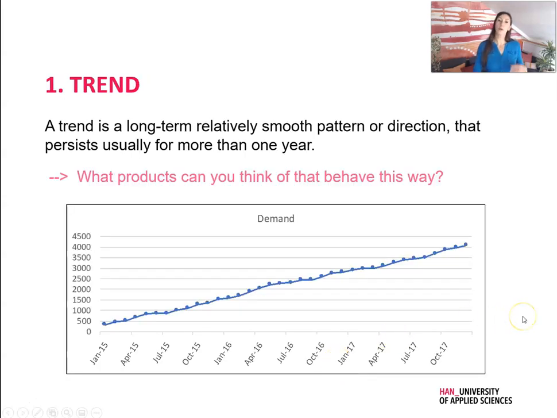Trend is something you're probably familiar with. It's a long-term, relatively smooth pattern that persists usually for more than a year. So this is a graph. We provide you some past sales data that looks quite like a trend pattern. Can you think of any items that behave this way?